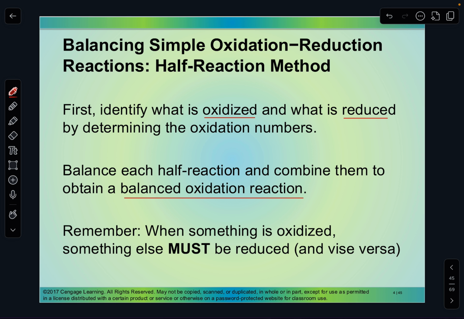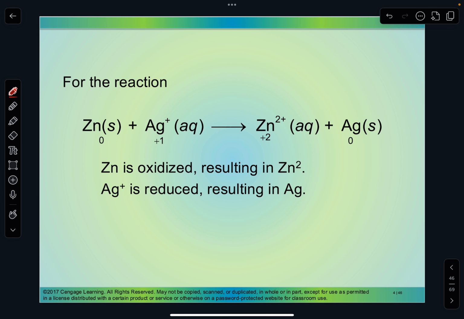And so I intend to give you guys a lot more work on this because this can be very confusing, especially if you're brand new to balancing reactions. But this is important. When something is oxidized, something must be reduced. And when something is reduced, something must be oxidized.